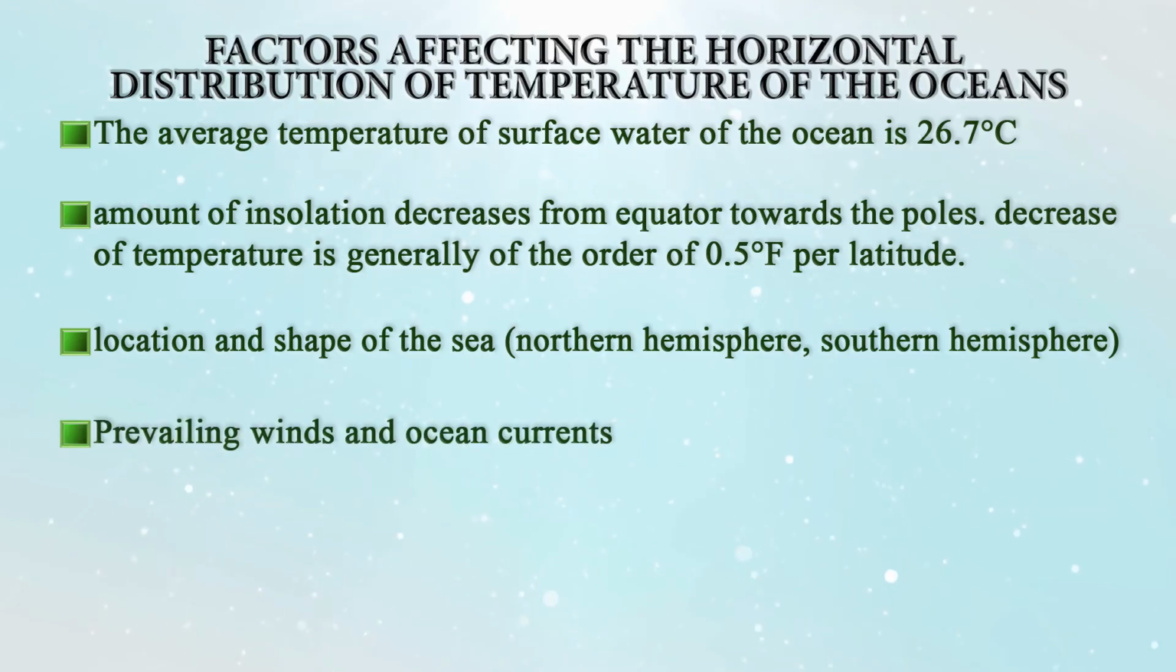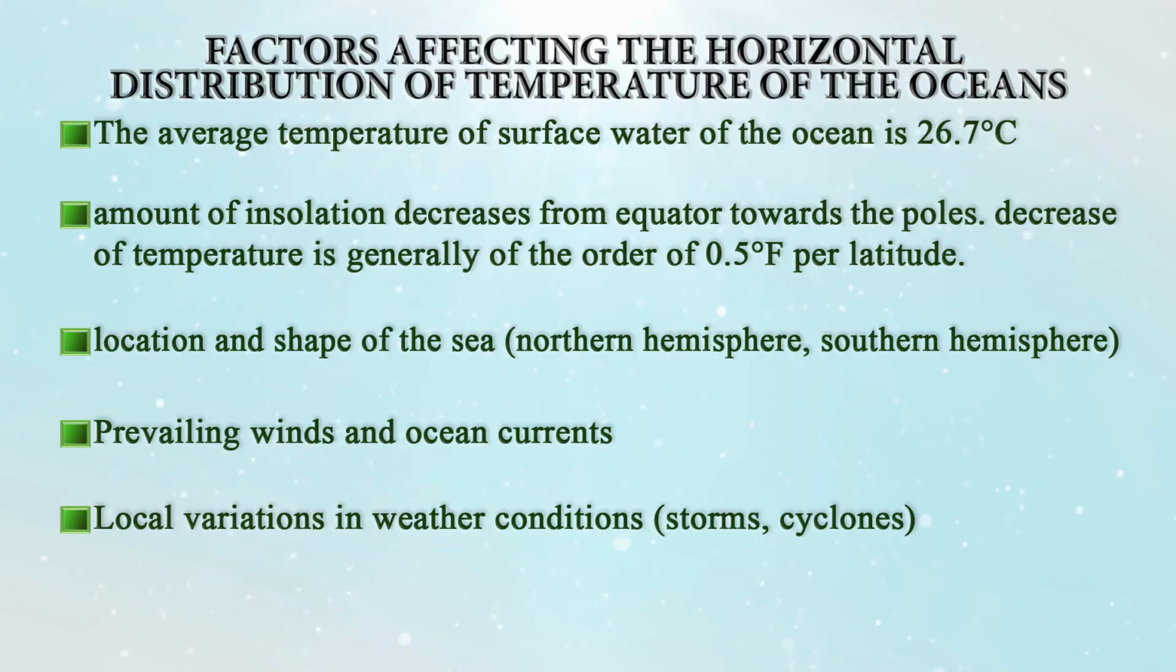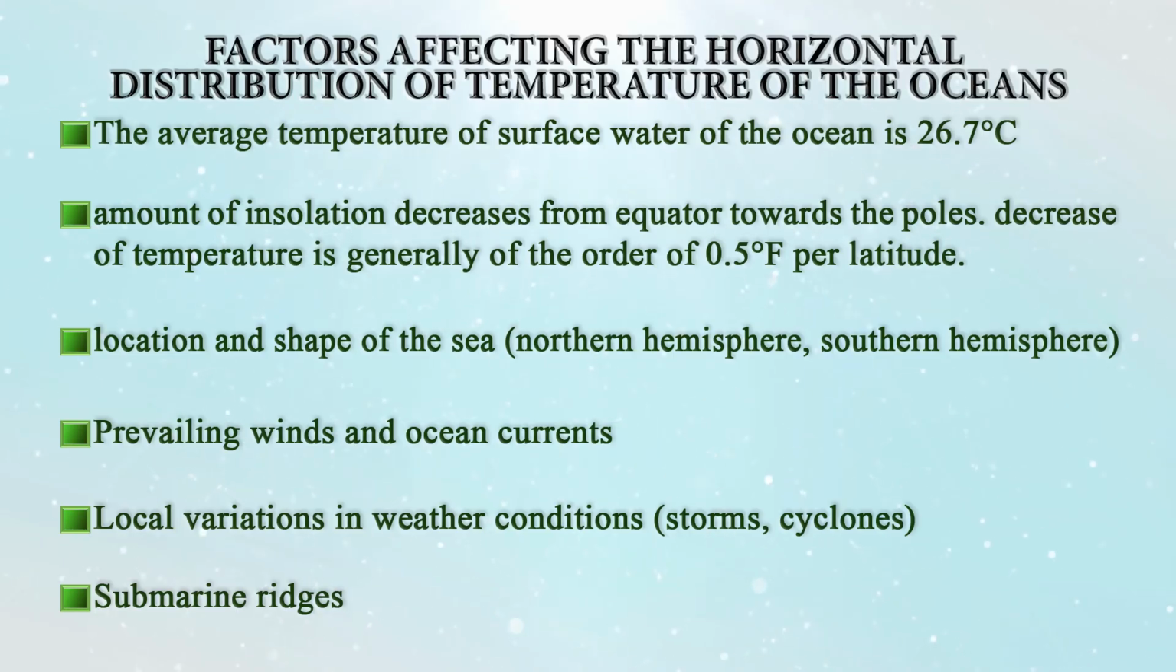Now prevailing winds and ocean currents also affect the horizontal distribution of the temperature of the oceans, like I explained previously also. And local variations in weather conditions like storms and cyclones also affect the horizontal distribution of temperature of the oceans. Besides, submarine ridges prevent the mixing of water on both sides of the ridges, so they also affect the distribution of temperature of the oceans.